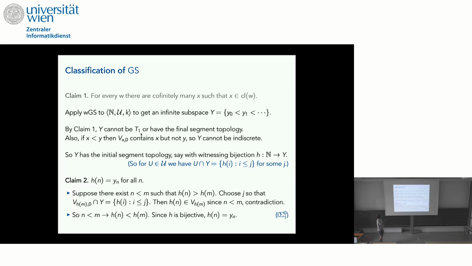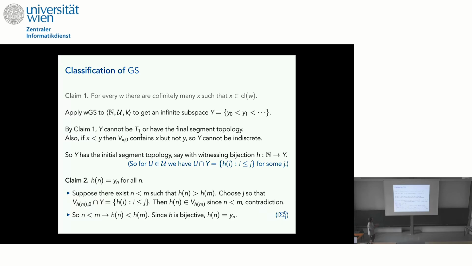Okay. Also, what do we have? If X is less than Y, then this thing contains X, but not Y. Remember, Y has to be smaller than X, so Y cannot be indiscrete. Their points are separated. This is a T0 space. It can't be T1, but it is T0. So it can't be indiscrete. So that means we either have the initial segment topology or we have the final segment topology.